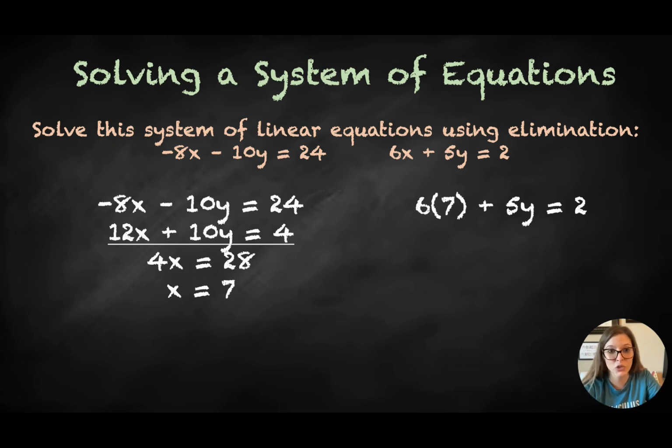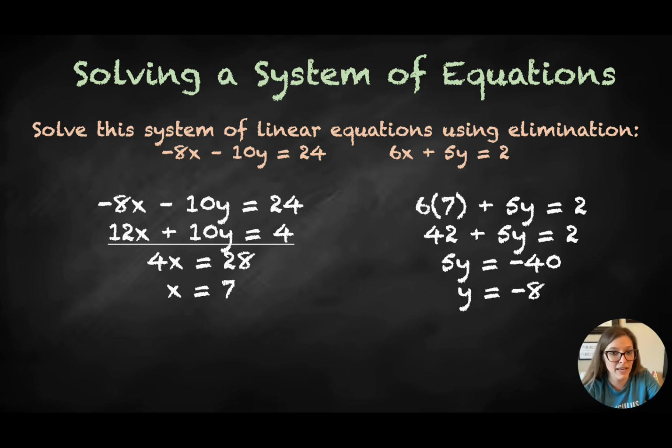And in this case, I chose the second equation. So I have 6 times 7 plus 5y equals 2. I need to solve for y, so I've multiplied my 6 and my 7 together to get 42. I can subtract 42 from both sides, divide by 5, and I end up with y is equal to negative 8. This gives me my ordered pair 7, negative 8 as the solution to this system of equations.